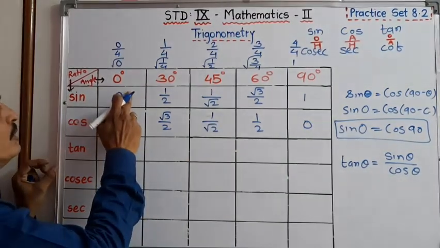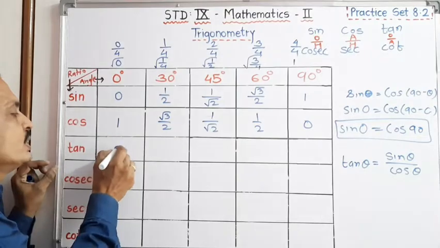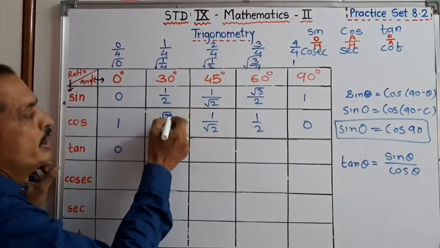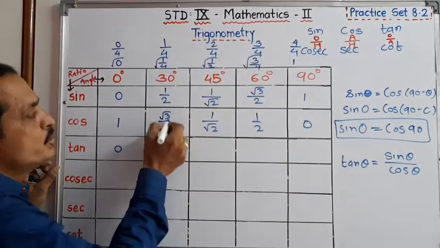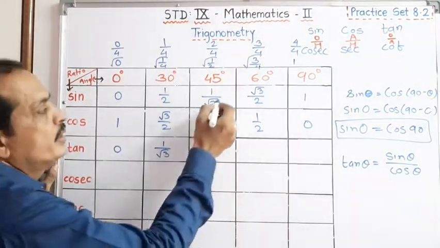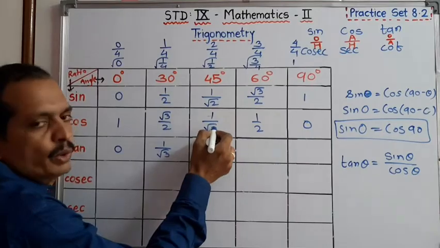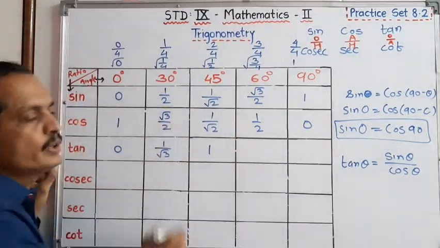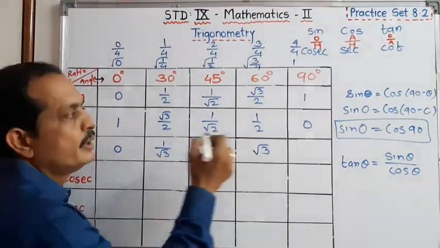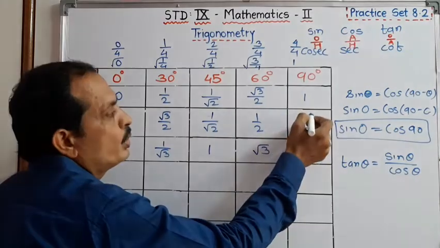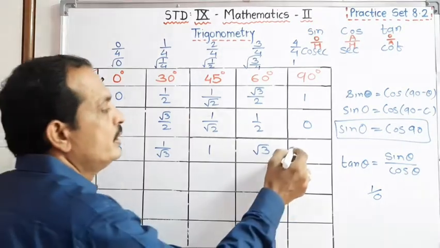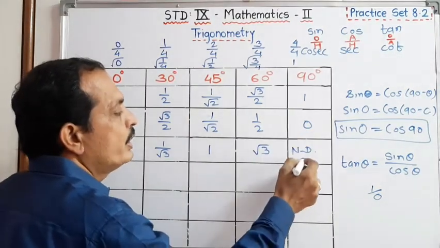sin theta, 0 upon 1, 0 upon 1 means 0. Here tan theta means 1 upon 2 and root 3 upon 2. These two get cancelled. It is 1 upon root 3. Got it? Here it is 1 upon root 2, 1 upon root 2. Root 2 gets cancelled. It is 0. These 2 and these 2 get cancelled. It is root 3. And dear student, tan 90 means 1 upon 0. 1 upon 0 is not defined, therefore it is not defined, or it is infinity.